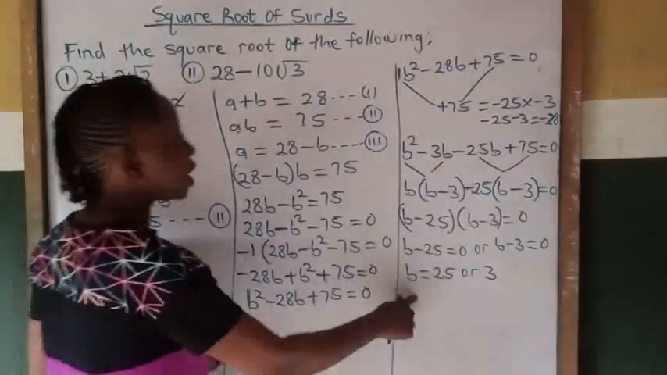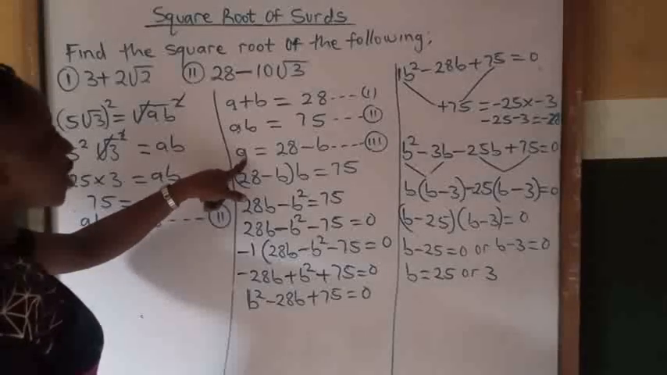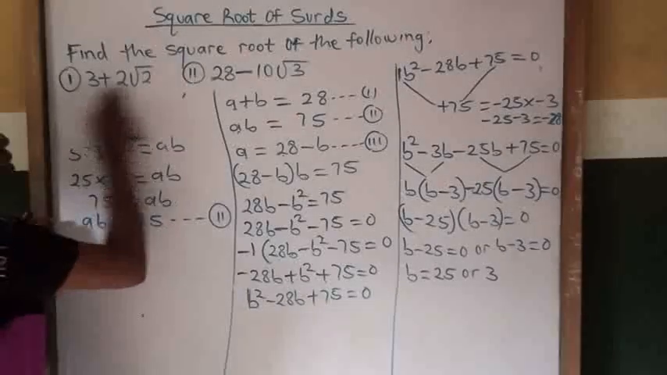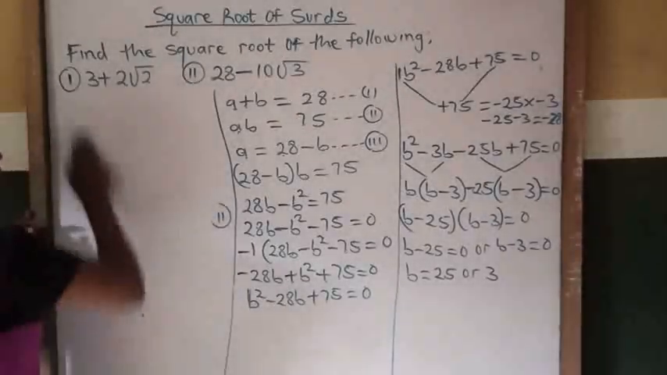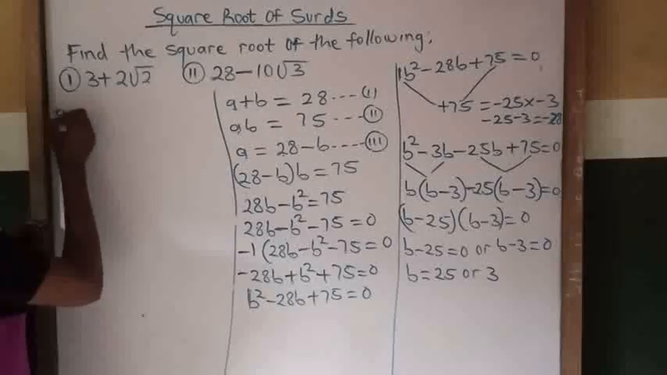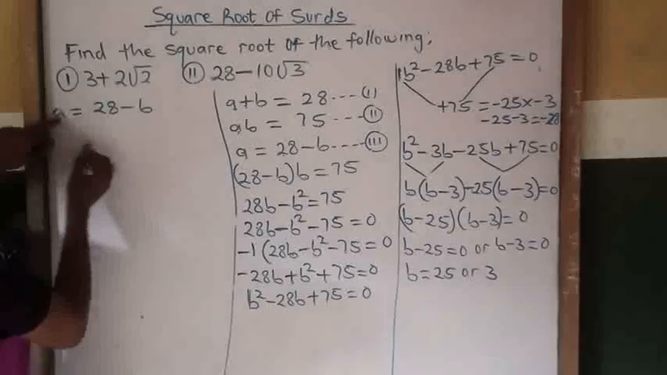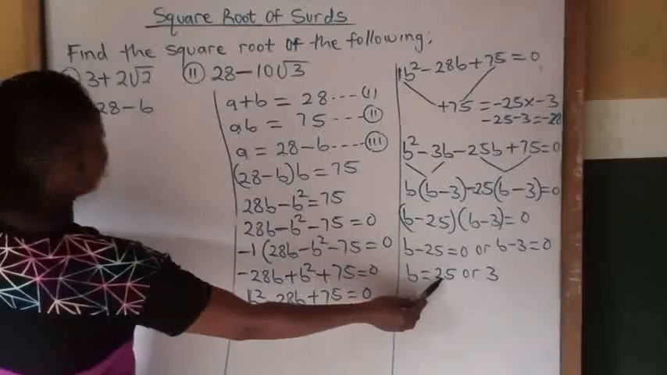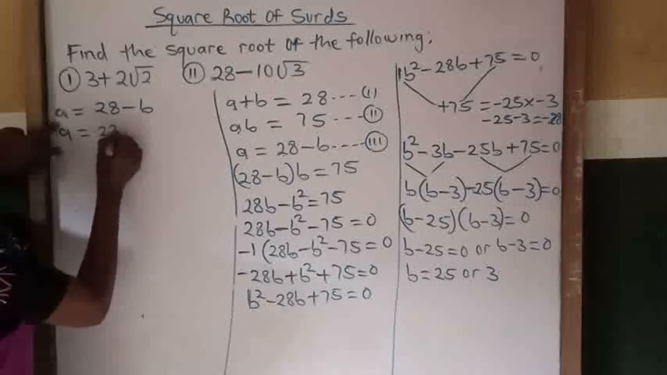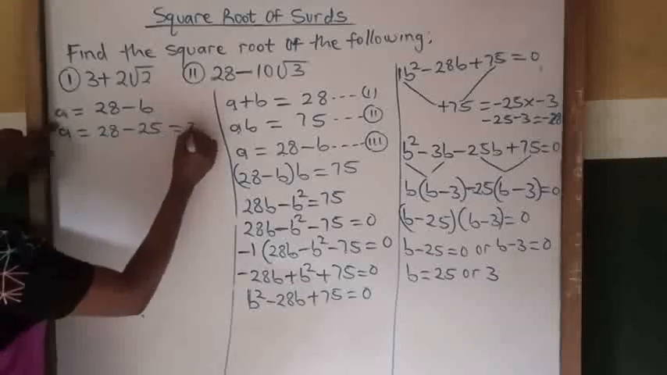So let's look for the value of a. We are going to look for the value of a from equation 3. From equation 3, we have a equal to 28 minus b. So when our b equals 25, what will be the value of a? a will be equal to 28 minus 25, so 28 minus 25 will give us 3.